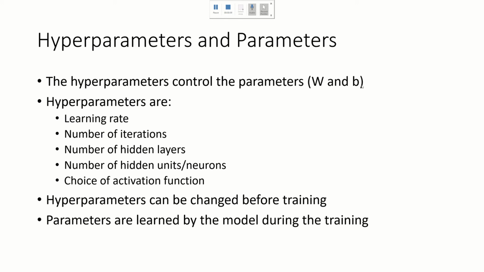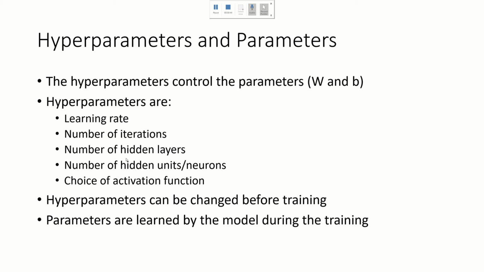So this slide summarizes the difference between hyperparameters and parameters. Basically, the hyperparameters control the parameters. So in our case, the parameters are W, which are the weights, and B, which is the bias, a real number. Examples of hyperparameters are the learning rate, which was alpha, and the number of iterations, which is a forward and a backward propagation in order to adjust your weights W and B.